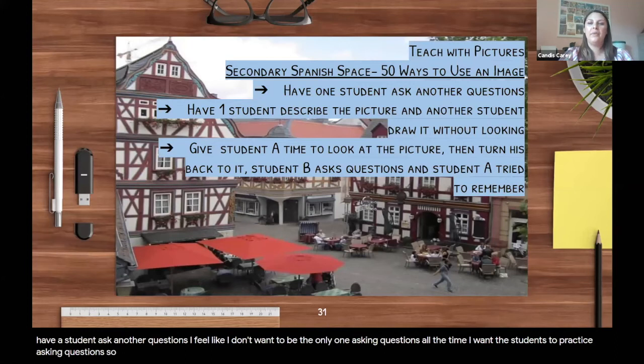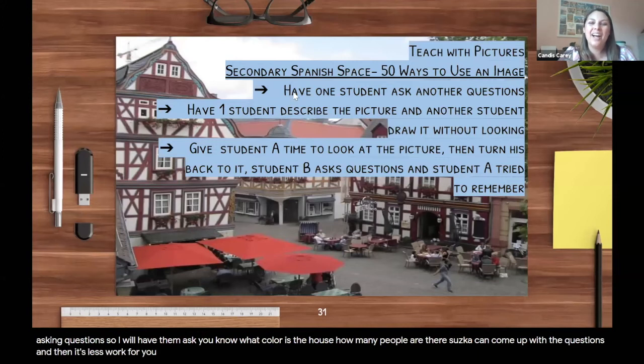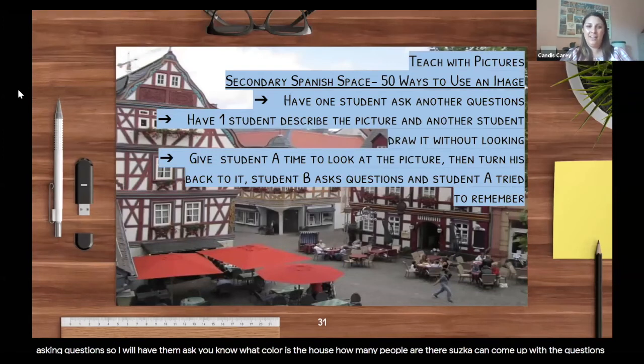So I will have them ask, you know, what color is the house? How many people are there? Students can come up with the questions, and then it's less work for you. You can have one student describe the picture and another student face the student describing and not look at the picture, and the student who cannot see the picture has to draw it based off of the description from the student who's talking and is able to see it.